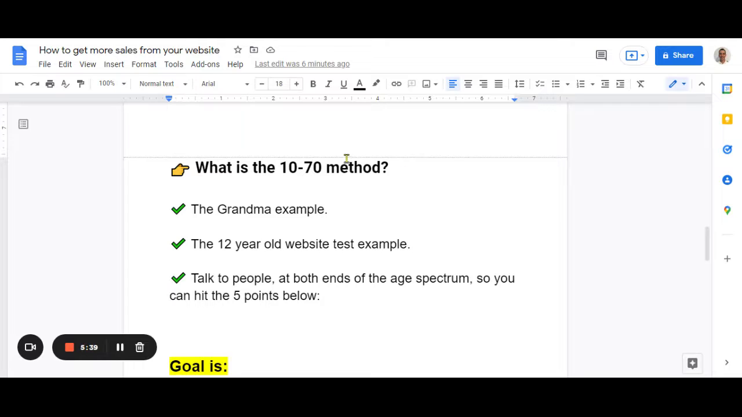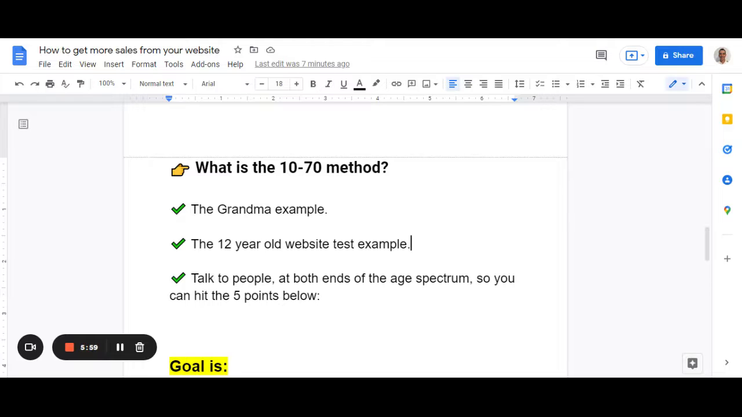So that's what the 70 refers to over here: find some older people and find some younger people to show your website to. I did a video a couple of years ago about the 12-year-old website test, which was showing 12-year-olds your website and asking them some basic questions about what you do and where they're looking and what they do when they're on your site.